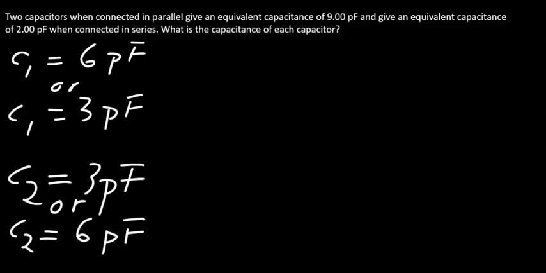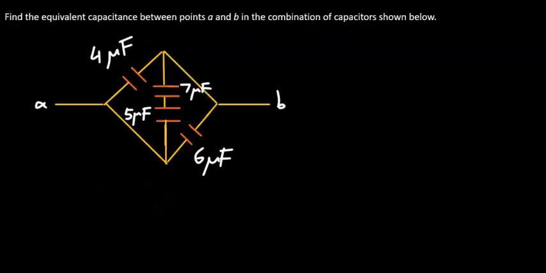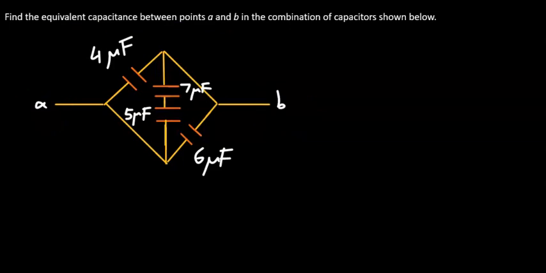So what that means is one capacitor would have a capacitance of 6 picofarad, and the other capacitor would have a capacitance of 3 picofarad. And that solves the problem. Problem 3. Find the equivalent capacitance between points A and B in the combination of capacitors shown below. So we have to do this step by step.